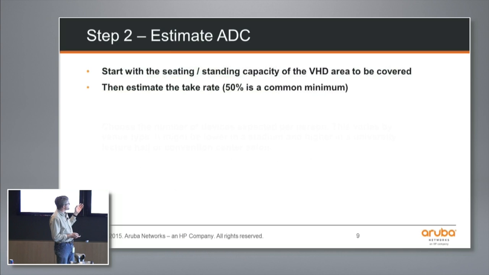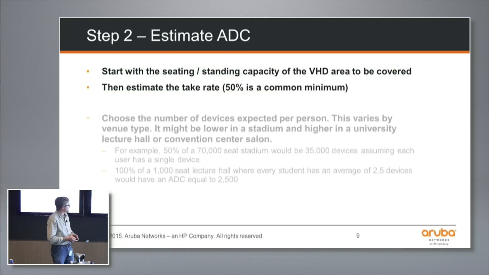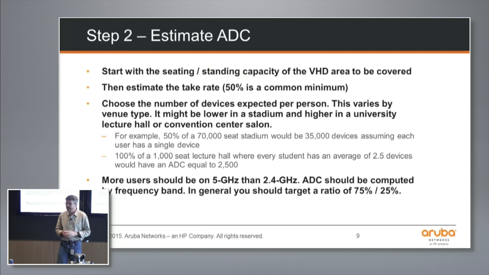So now what we're going to do is say, okay, we just apply them. So you take the seating capacity, multiply it times the take rate, times the devices per person, and a couple simple examples, right? 70,000 seat stadium, 50% take rate, 1 device per person. So my ADC is 35,000, right? Pretty straightforward. If I have a 1,000 seat lecture hall, 2.5 devices per person, 100% take rate, I've got to support 2,500 users, right? And that's not just associations to APs, it's also network addresses, it's network resources and so on.